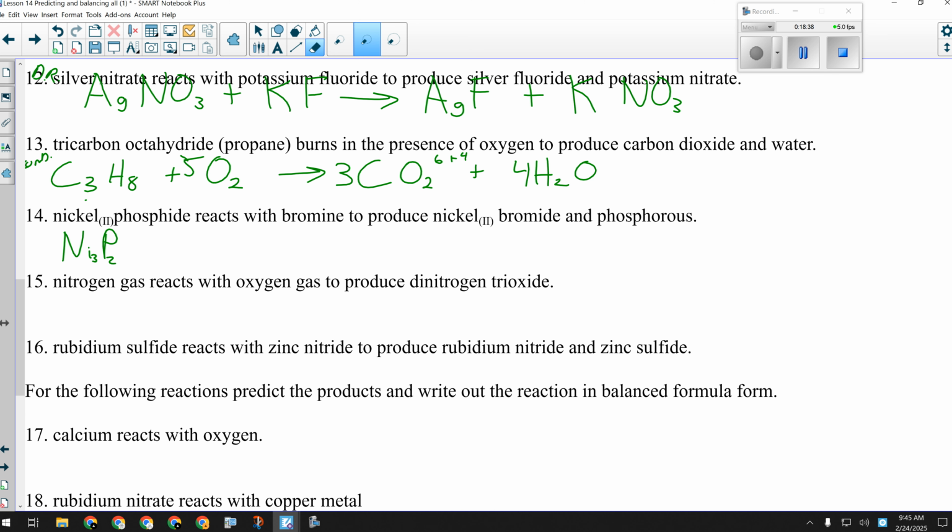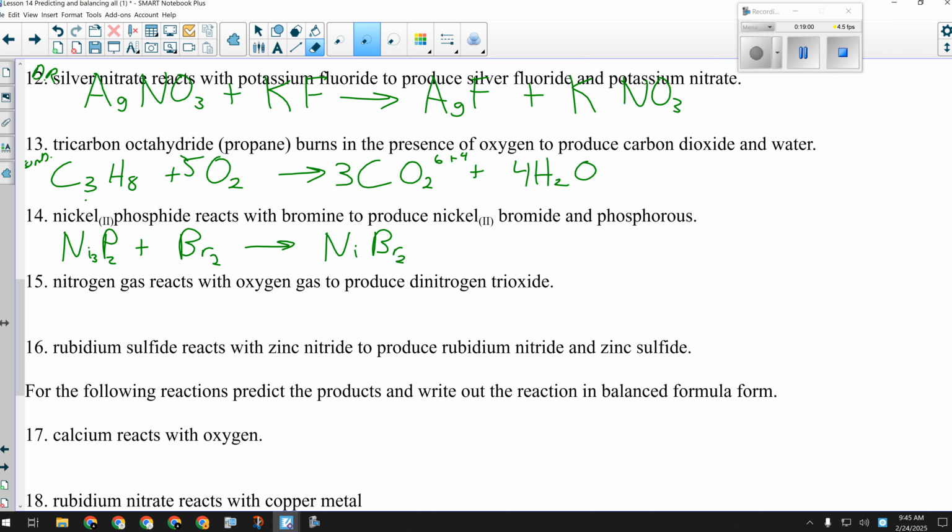Okay, and it is reacting with bromine. What do I need to remember about bromine? It's special, yeah, and it comes as a 2, right? That is going to produce nickel 2 bromide, so Ni, again with the 2 plus charge, with bromine, which is a -1. So when we drop and swap, that's what that's going to look like.